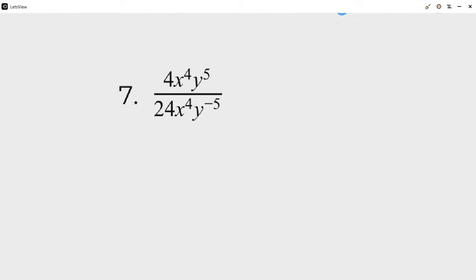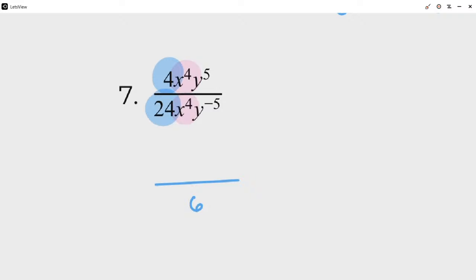Okay, so this one we have a couple of like terms. So we have the 4 and the 24. So 4 over 24 is 1 over 6, so I'm going to put a 6 in the denominator. And then we have x to the fourth over x to the fourth.